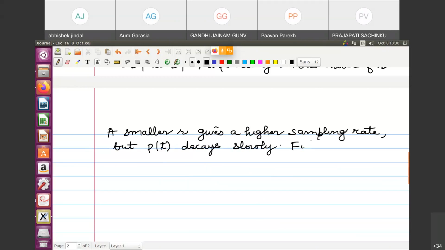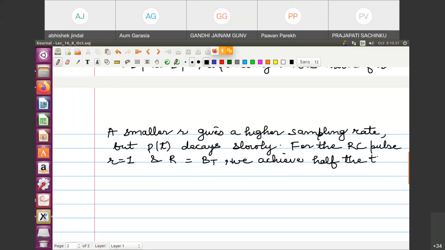For the RC pulse, that is the raised cosine pulse, for the RC pulse r is equal to 1 and Rb is equal to Bt. It should be Rb, again writing p, it should not be, because this example started with R. And we achieve half the theoretical maximum rate.